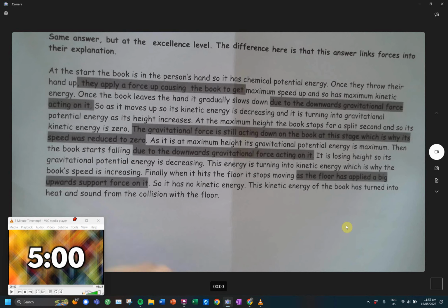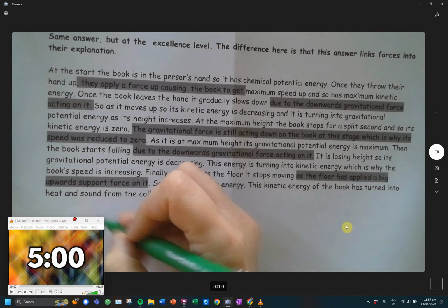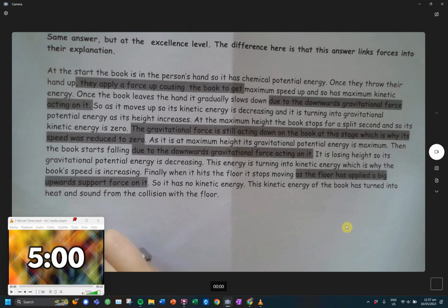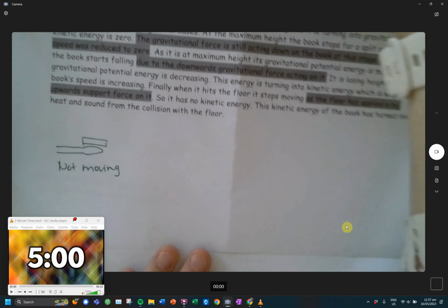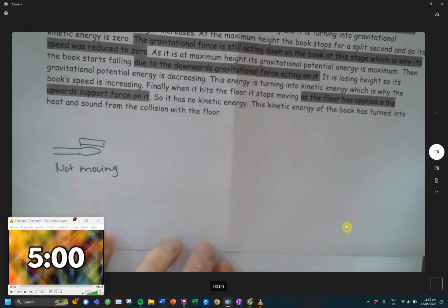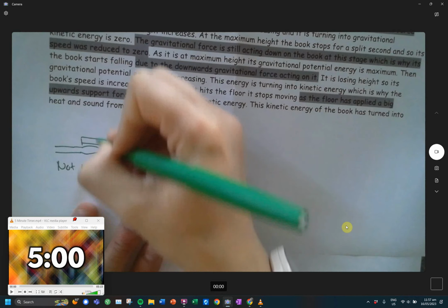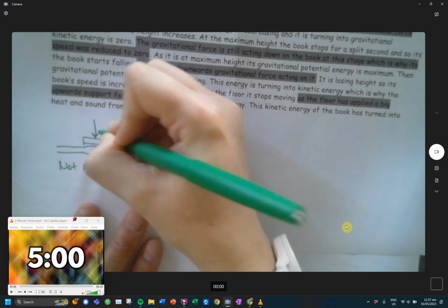So here's my book in the hand. It's not moving anywhere. Right now, when I think about the forces, what's pushing the book down to the ground? Gravity. So I have a force pushing downward, and that's gravity.